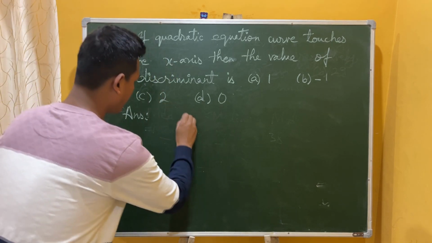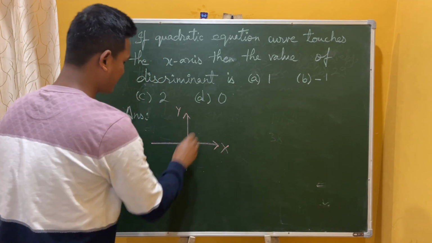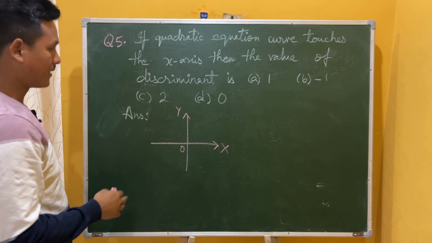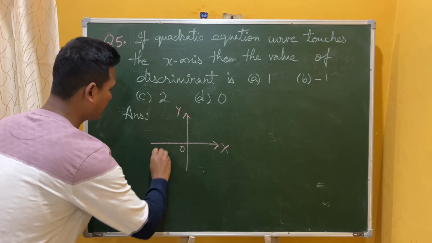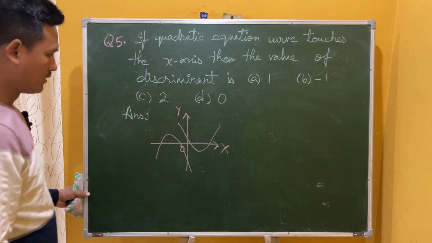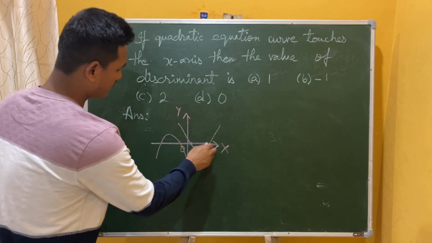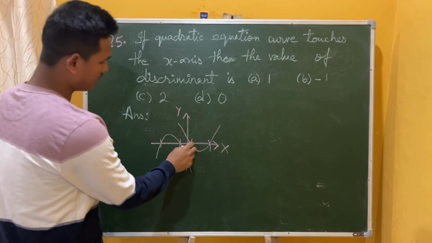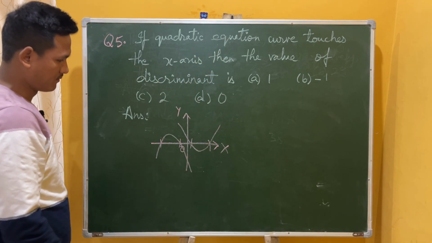So far, what have we seen? If this is your Cartesian plane, x-axis, y-axis, and this is the origin, a quadratic equation, when we see it in a graph, is a U-shaped curve, either in this direction or this direction, isn't it? So the points where the curve touches the x-axis, these are the values which we call roots of the equation.